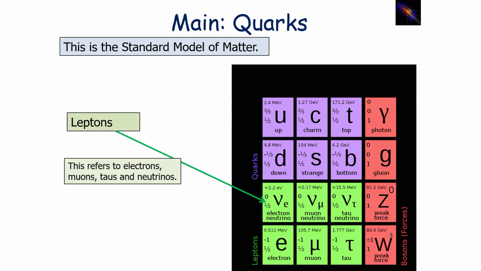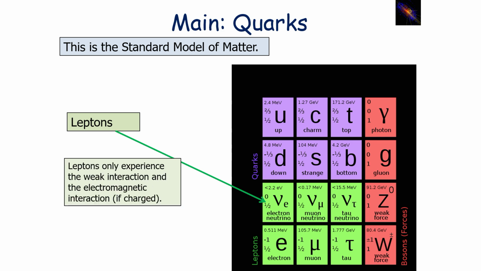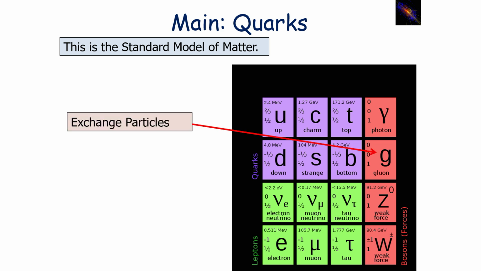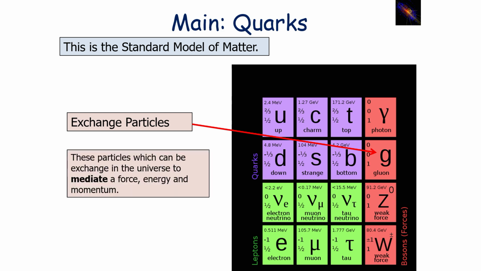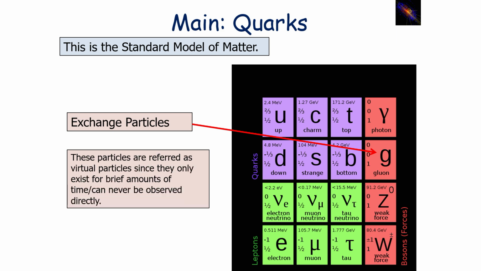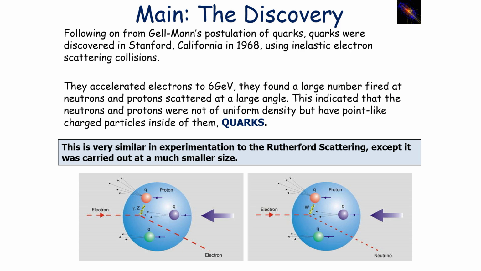You've then got leptons, which are electrons, muons, taus and neutrinos. Leptons do not experience a strong interaction, and they only experience the weak and the electromagnetic interaction if they are charged. They can have a non-zero lepton number, and we've got antileptons found in the antimatter standard model. Again, antimatter has the same rest mass but opposite other properties of the particle components. You've got your exchange particles, which mediate a force, energy and momentum in the universe, and the properties of the exchange particle lead to the properties of the force interaction. These particles are referred to as virtual particles since they only exist for brief amounts of time and can never be observed directly.